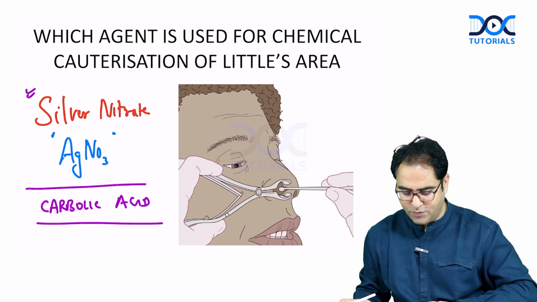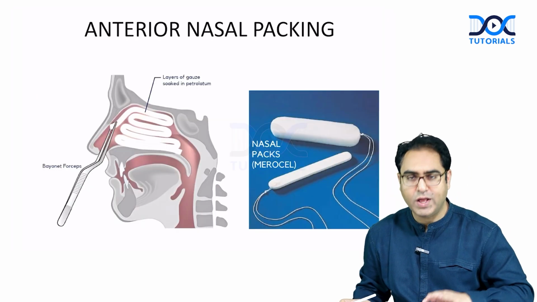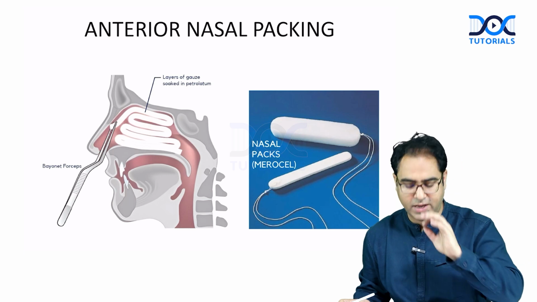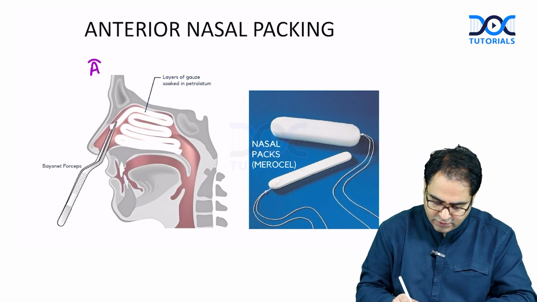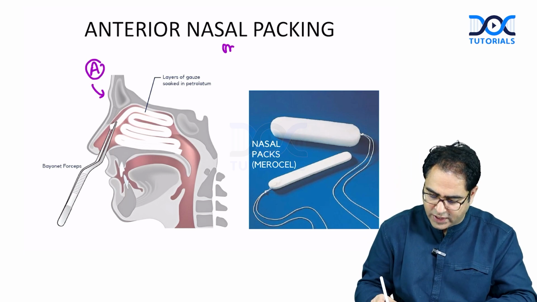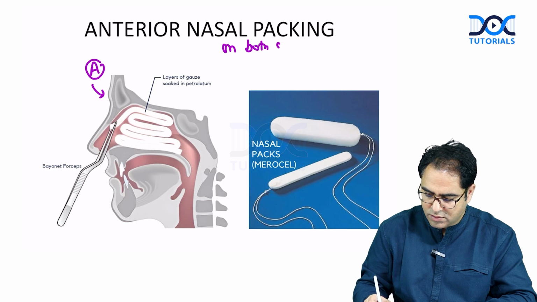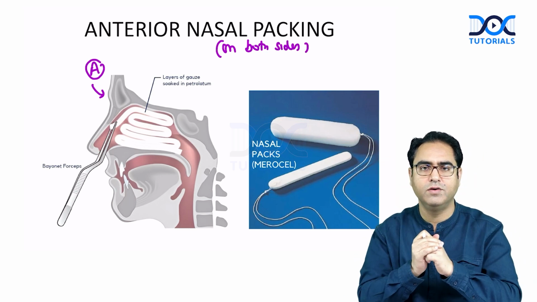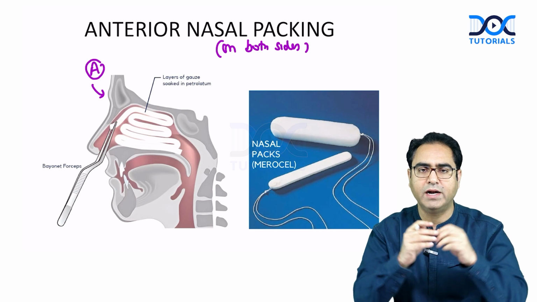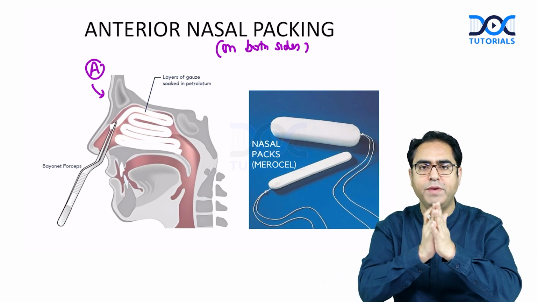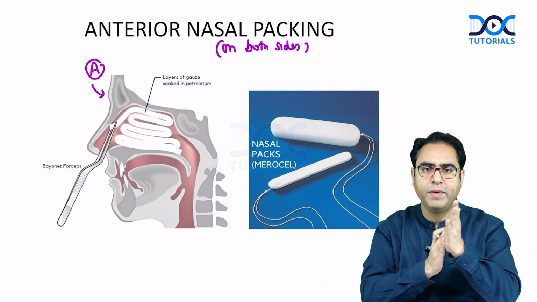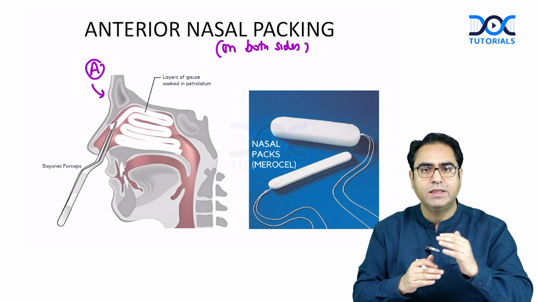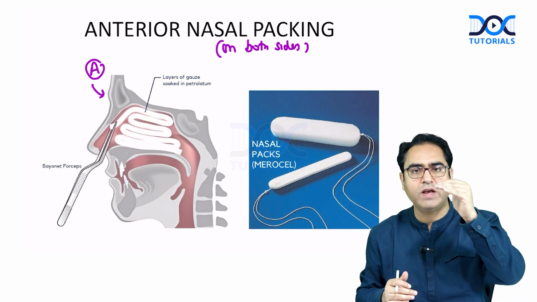If this also fails, then what? Then we do the anterior nasal packing. Look at this picture. This is the anterior nasal packing on both sides, to give pressure on the septum from both sides. Okay. How do we do that? We take the tape gauze and we smear it with liquid paraffin to lubricate it. Then you pack the nose layer by layer.